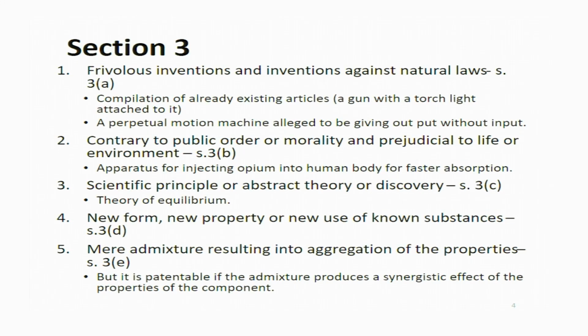Section 3A says frivolous inventions are not patentable, or inventions against natural law are not patentable. For example, in the previous lecture I said compilation of already existing articles. You attach a torch to a gun, put on the torch and say that it works in the dark also. This is not patentable, it is frivolous. There is no interrelationship between the two articles, and therefore such inventions are frivolous inventions. No patent shall be granted. So the first point is frivolous inventions are not patentable.